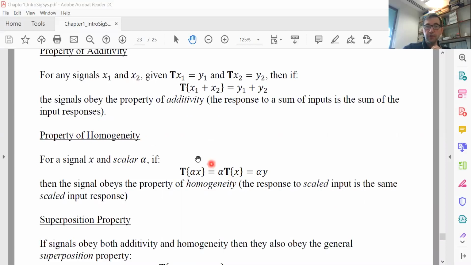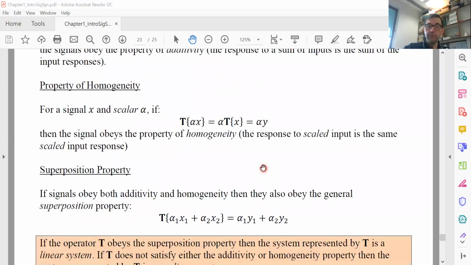Homogeneity is the property where if you take any input x and scale it, multiply it by a parameter alpha, and then apply that input to the system, the system response is the same response you would see if you had just the input x, scaled by the same factor alpha. In other words, our response to scaled input is the same scaled input response. So if alpha is equal to 2, you double the amplitude of the input, you will actually double the amplitude of the corresponding output. That is what homogeneity is.